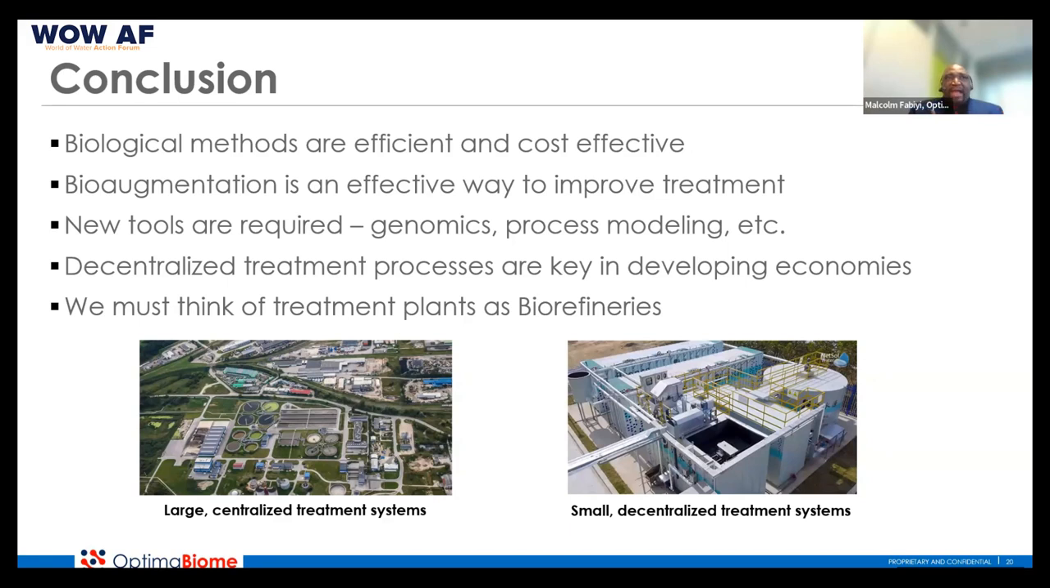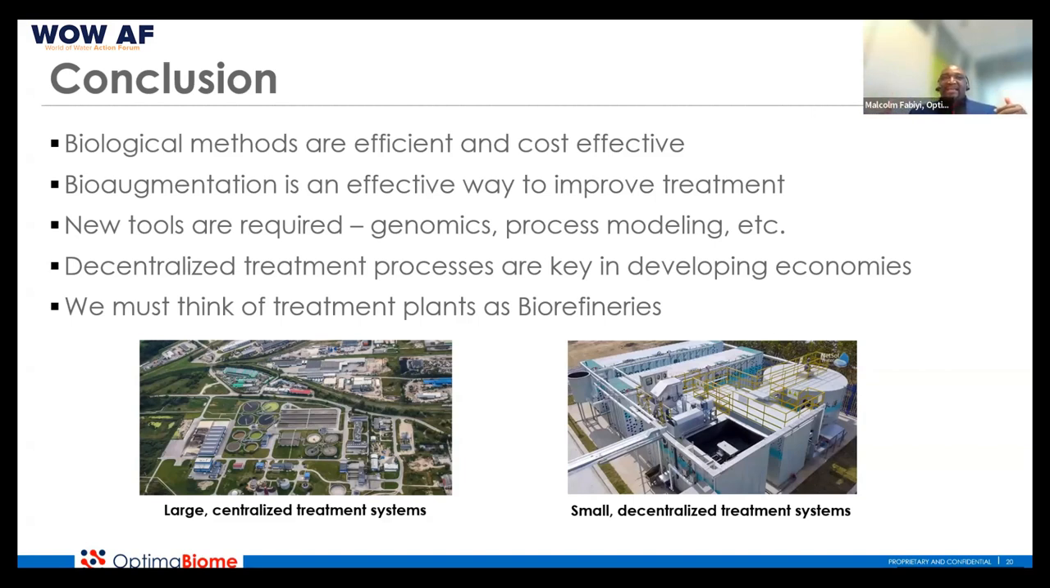And then the last two things I would close with is the fact that, as you know, I come from Nigeria. It's a developing economy. India is also developing. As we continue to build new treatment systems, I think we have the advantage of leapfrogging some of the things that the developed world, that folks like the US and others did.